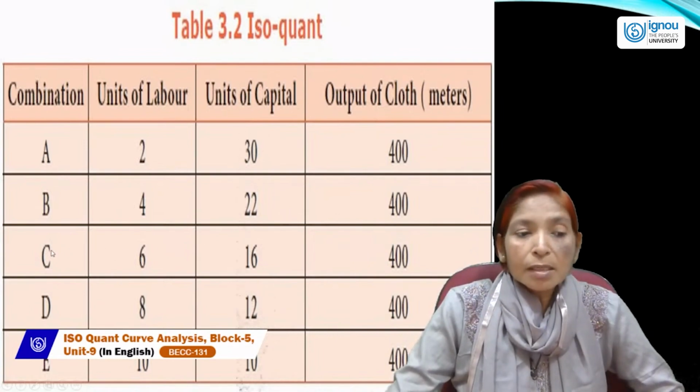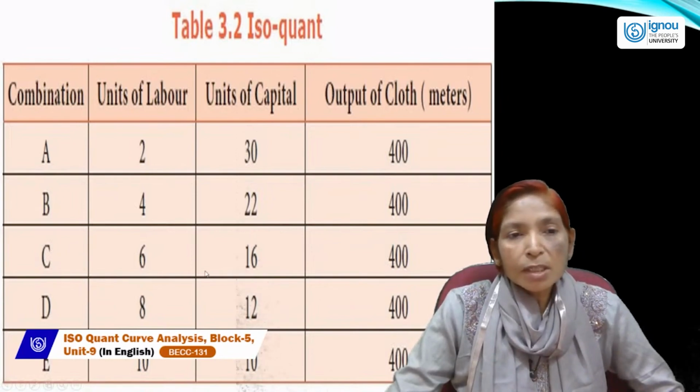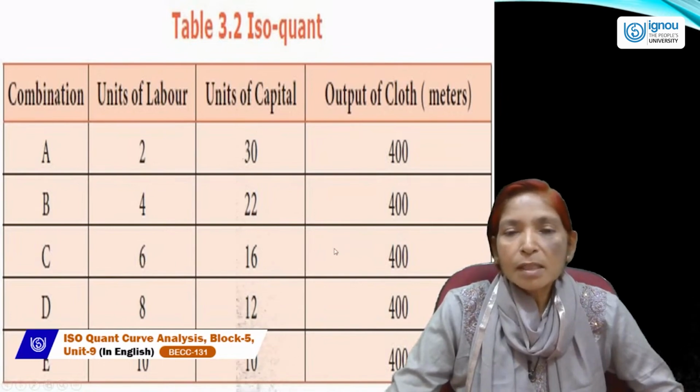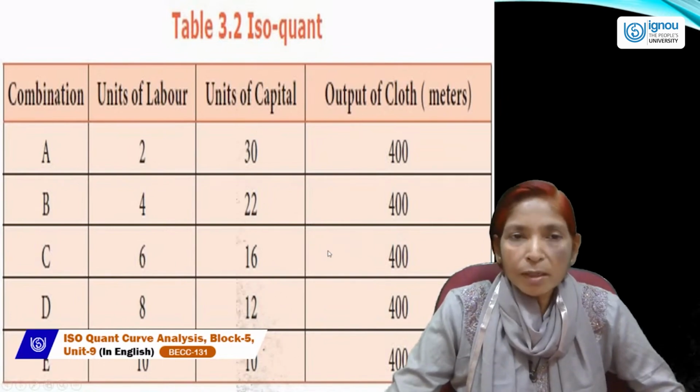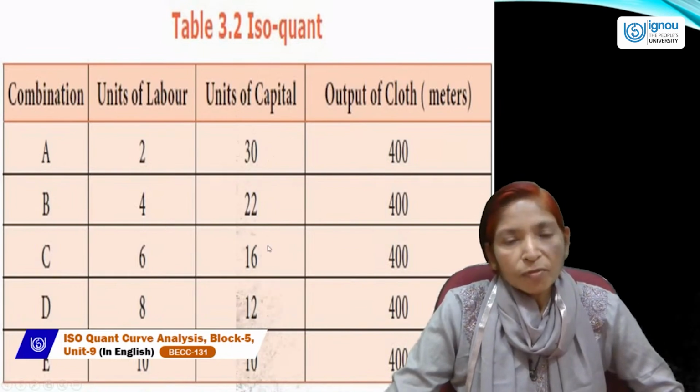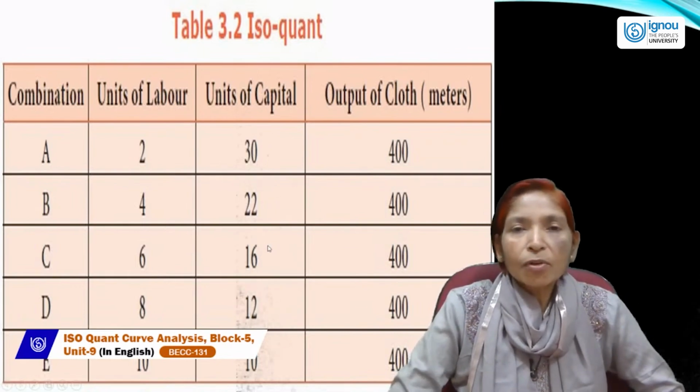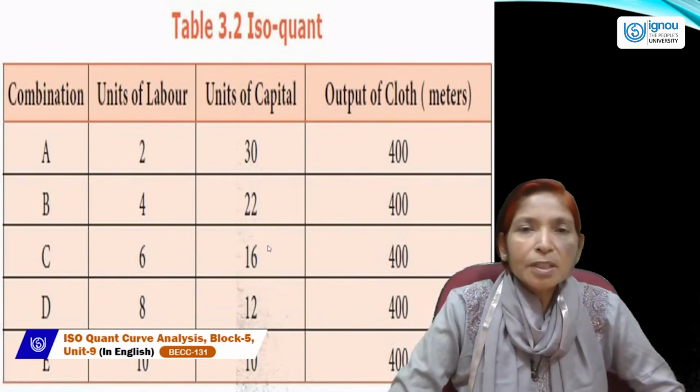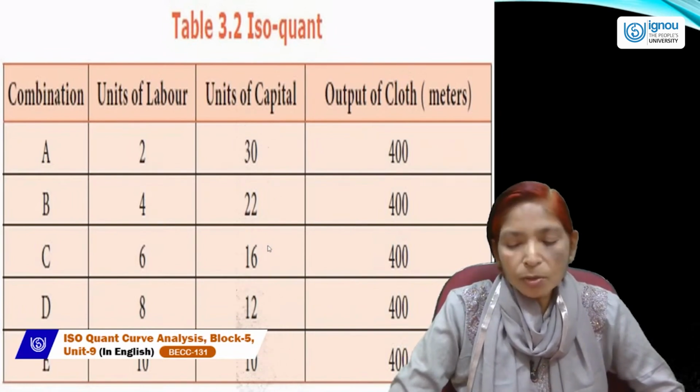And again in the C, D and E combinations, if we use these different combinations of two factors of production, we are getting the same level of output, 400. So this is called an isoquant curve, which shows different combinations of two factors of production which give the same level of output to the producer.